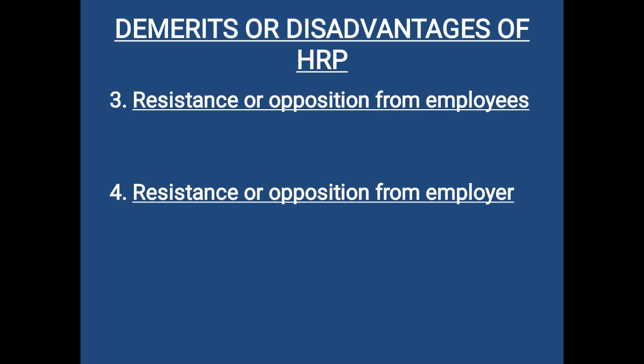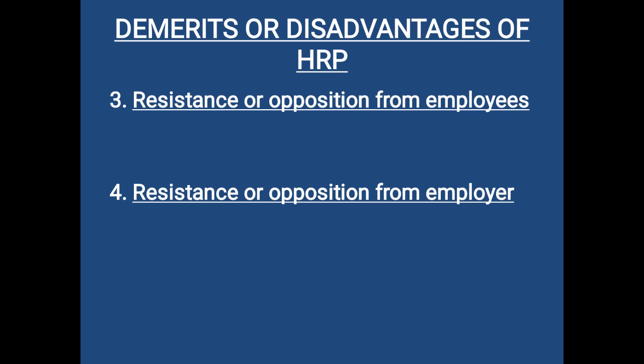Resist means opposition, to go against. Then the next point is resistance or opposition from the employer. The employer is the company itself. Why do they oppose this human resource planning? Because they feel it increases the cost of the company. They feel that if we want some recruitment, if we have to select people, there is no need to spend so much on human resource planning; we will go directly to the market.